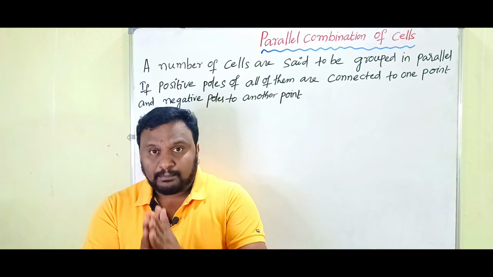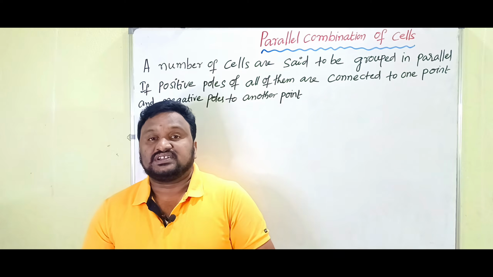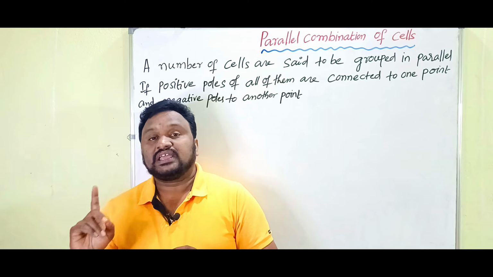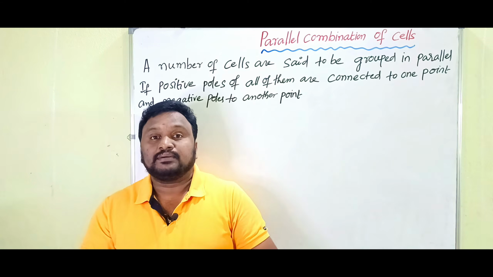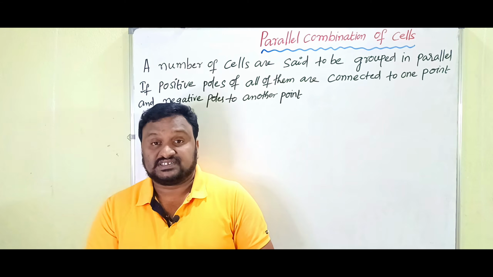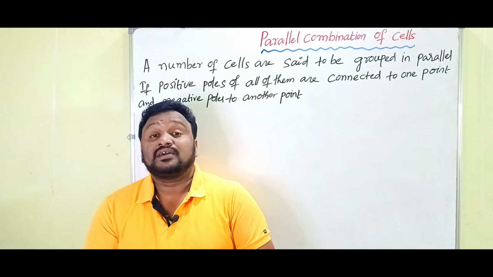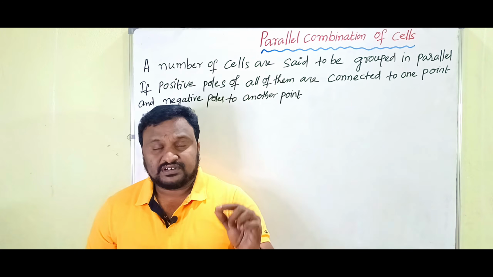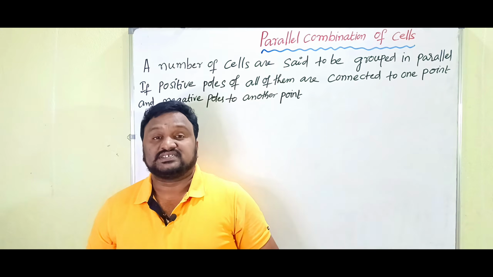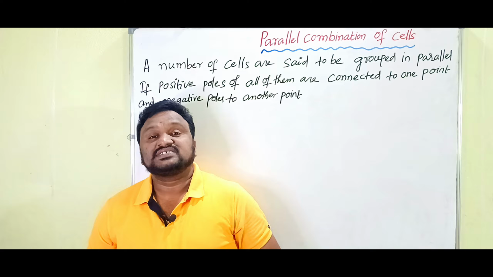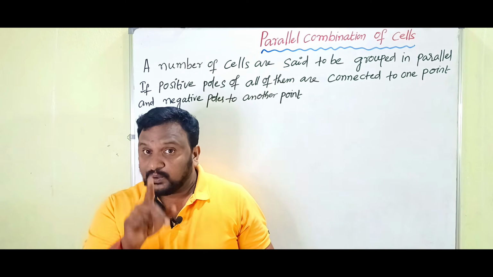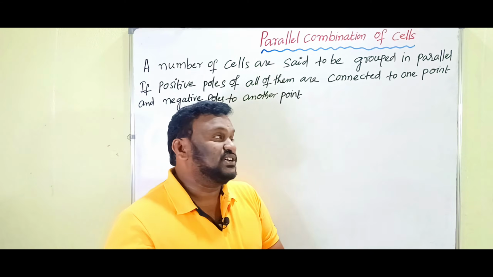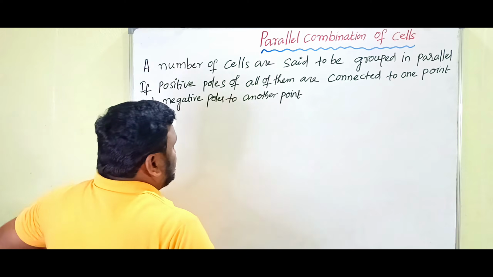When we take a number of cells, all positive terminals are given to one point and all negatives are given to another point. In between them we are giving some external resistance. Then that is called a parallel combination of cells. Very simple. In parallel combination, all positive terminals of all the cells are given to one point and negatives are given to another point, with some external resistance in between them.